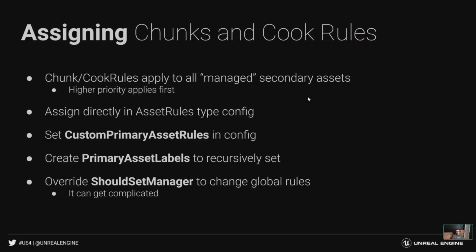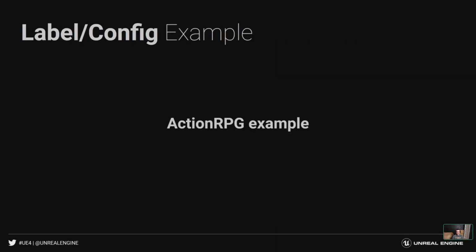Okay, so you can set it directly in the config like I just showed you. You can also set up labels, and you can also override some C++ functions to change how these rules are applied. This is a much more advanced thing that I'll talk about a little bit, but some of these rules are complicated because the engine is complicated. Specifically, it's sometimes hard to tell what owns what. So it's hard to know if a map owns an item or an item owns a map. So that's one of those cases where you might need to change those rules. I'll go through a minor example.